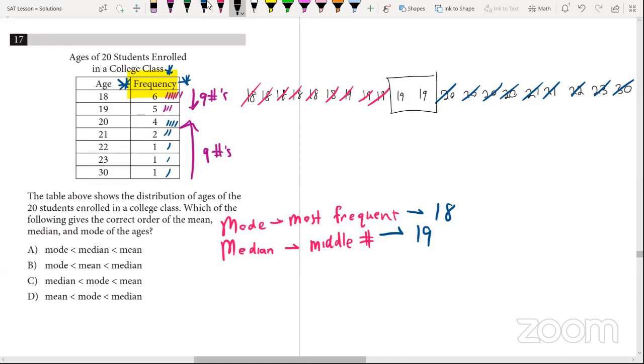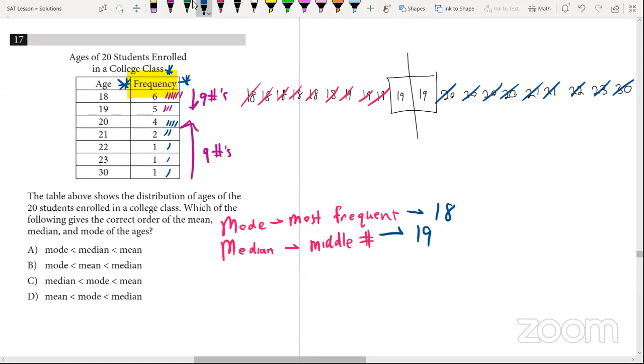So if you have an even number of pieces of data, the median would actually be the average of these 2 numbers. So if these were different numbers, I would add them up and divide by 2 to find the median. But if you have an odd number of pieces of data, then there will be 1 number in the middle, and it'll be a little easier to find the median.